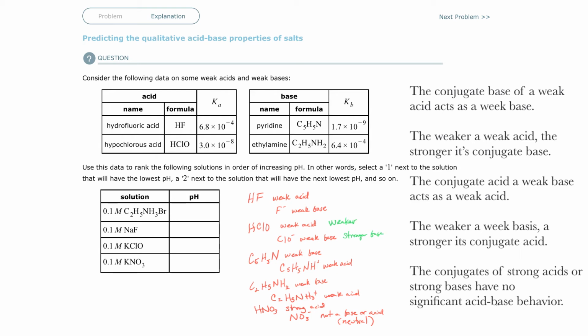Which one is the weak base? Let's come back and look at the base. Which one is the lowest base? So the lowest Kb is 1.7 times 10 to the negative 9. So it's the pyridine. It's going to be the weakest. Okay, so this is going to be the weakest or weaker. So it's going to be the stronger acid.